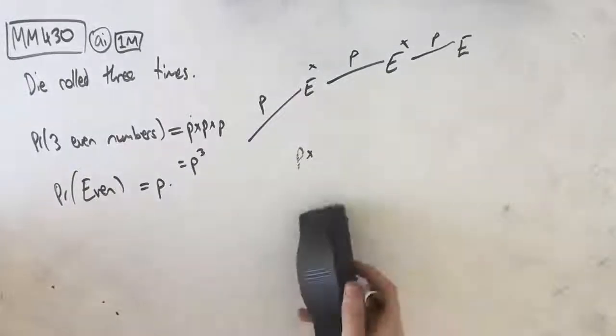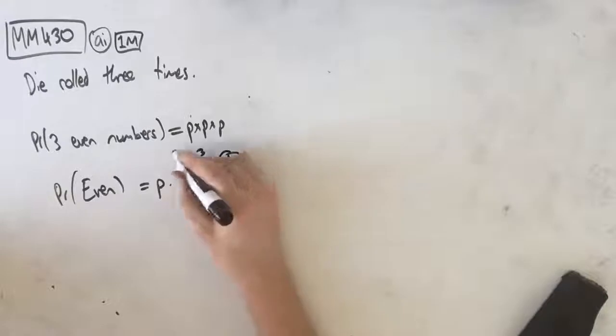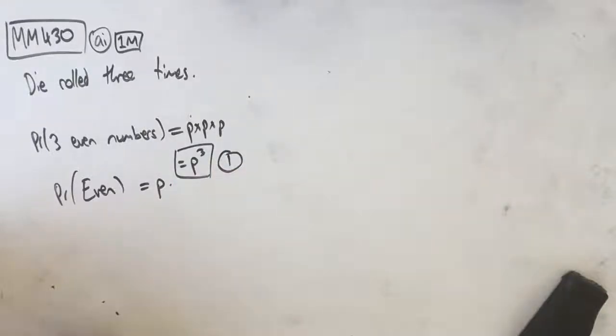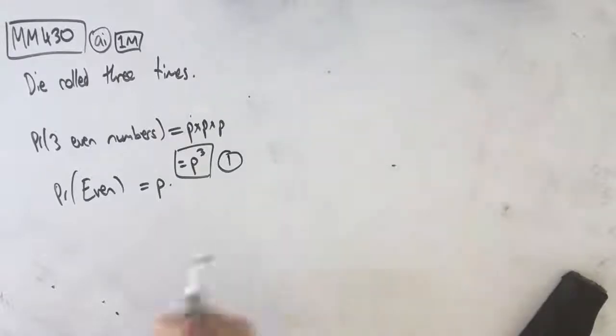Now, this is only a 1-mark question, so we don't need to show any working. We just need to get to this answer of P cubed, and that is our first and final mark for part AI. Let's move straight on to part AII.